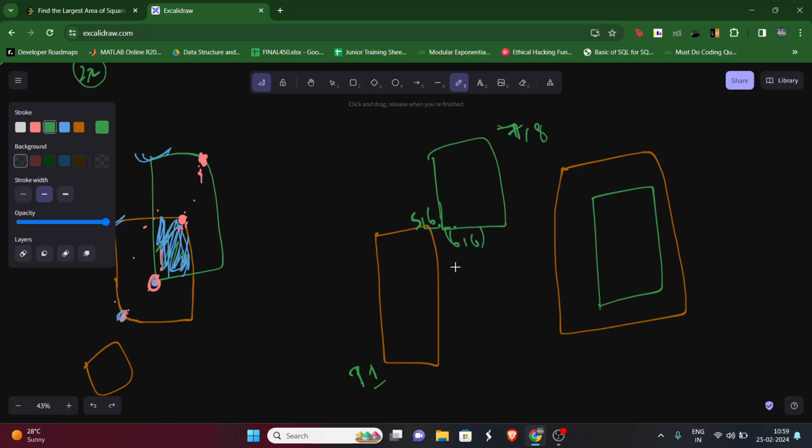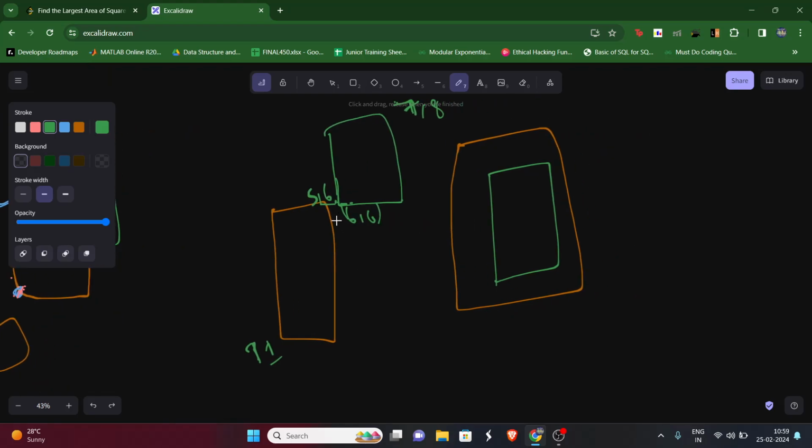Okay, now in this scenario, if we try to find the intersecting area using the same method which we talked about, let's look at the maximum of the bottom left. So it will be 1 1 and 6 6, so it becomes 6 6 as bottom left. And for top right we have 5 6 and 7 8, so taking the minimum of those becomes 5 6.